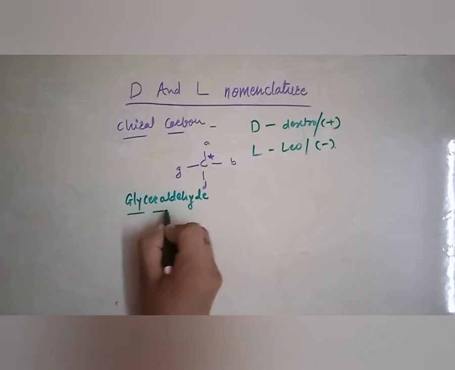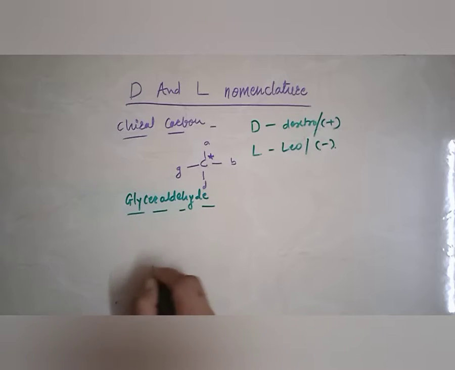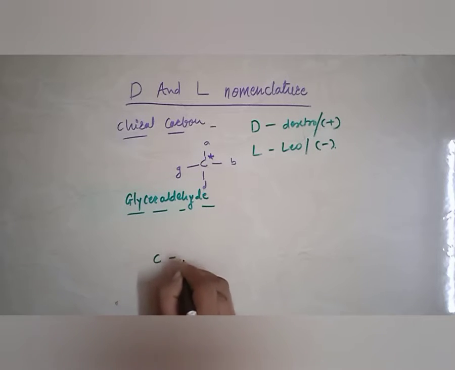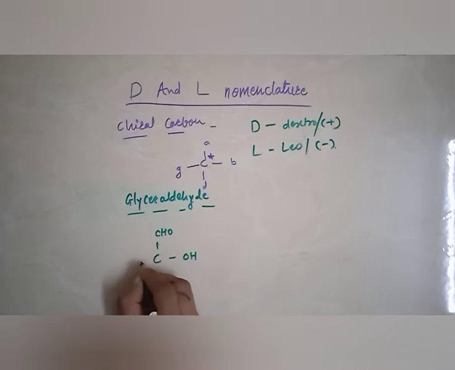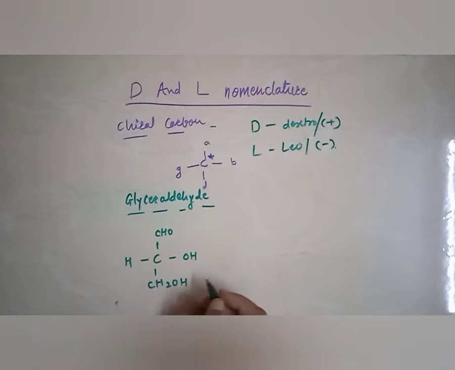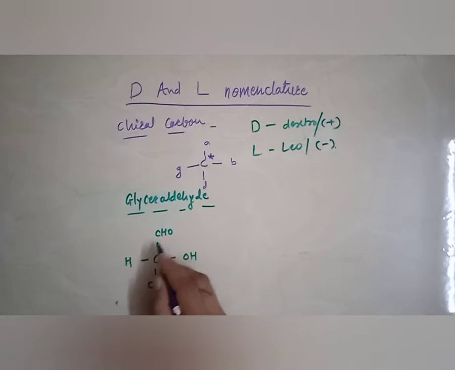So write down the molecular formula for glyceraldehyde. It is a carbon with OH group, CHO, hydrogen and CH2OH. There are four different groups attached to the carbon, so this is a chiral carbon.